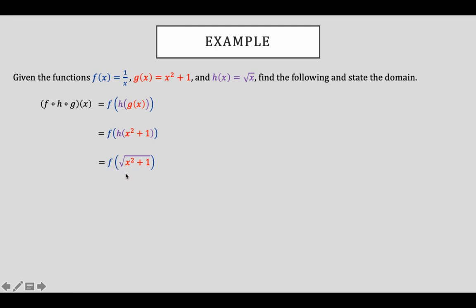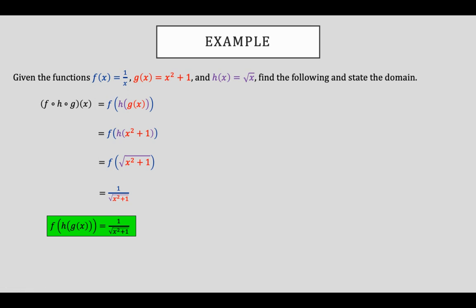To evaluate f of root x squared plus 1, I'm going to substitute the entire quantity root x squared plus 1 into my function f of x for every value of x, giving us 1 over root x squared plus 1. Now, is there any algebra that we can do to simplify here? Nope. Our final answer for our composition, 1 over the square root of x squared plus 1.